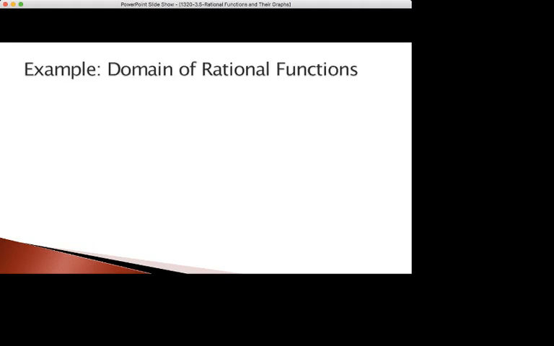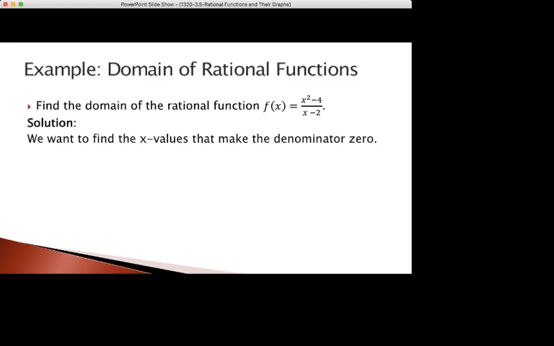Now that we've seen a couple of them, let's see if we can find the domain of these rational functions. So consider the rational function f of x is equal to x squared minus 4 over x minus 2. Recall that the domain consists only of the real numbers that do not make the denominator 0. So in order to find the domain, we need to find the values of x that make the denominator equal to 0 and kick those out. We don't want those. No good.